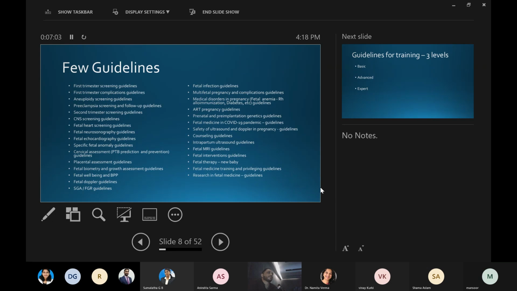So these are some of the guidelines which I have come across. The guidelines for first trimester screening, and then the guidelines for first trimester complications such as miscarriages, ectopics, molar pregnancies, retained products of conception, septic RPOC, AVM, EVM, all these things. There is a separate guideline for all these complications.